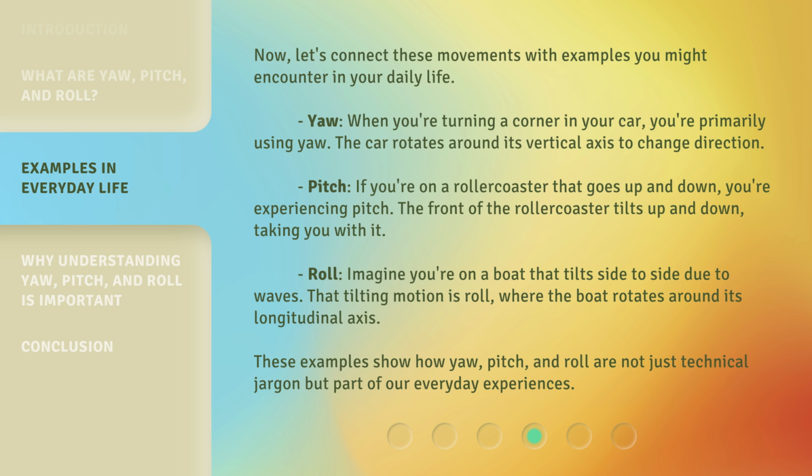Now, let's connect these movements with examples you might encounter in your daily life. Yaw. When you're turning a corner in your car, you're primarily using yaw. The car rotates around its vertical axis to change direction. Pitch. If you're on a roller coaster that goes up and down, you're experiencing pitch. The front of the roller coaster tilts up and down, taking you with it.